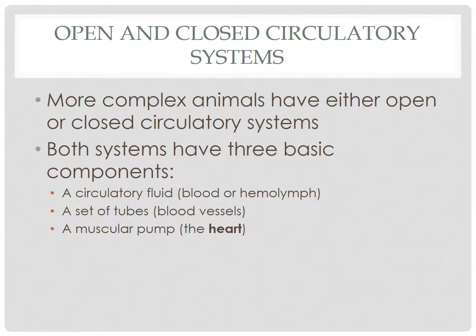You have circulatory fluid, which would be your blood or your hemolymph. If we're looking at an open circulatory system, it's the hemolymph. If we're looking at a closed circulatory system, then this would be the blood. It has to have some set of tubes, so these would be the blood vessels that are allowing the blood throughout the body. And then it also needs to have some type of muscular pump, which would be your heart. Now, organisms can have more than one pump, and then these tubes can actually open up into a body cavity. And so we're going to look at those now.